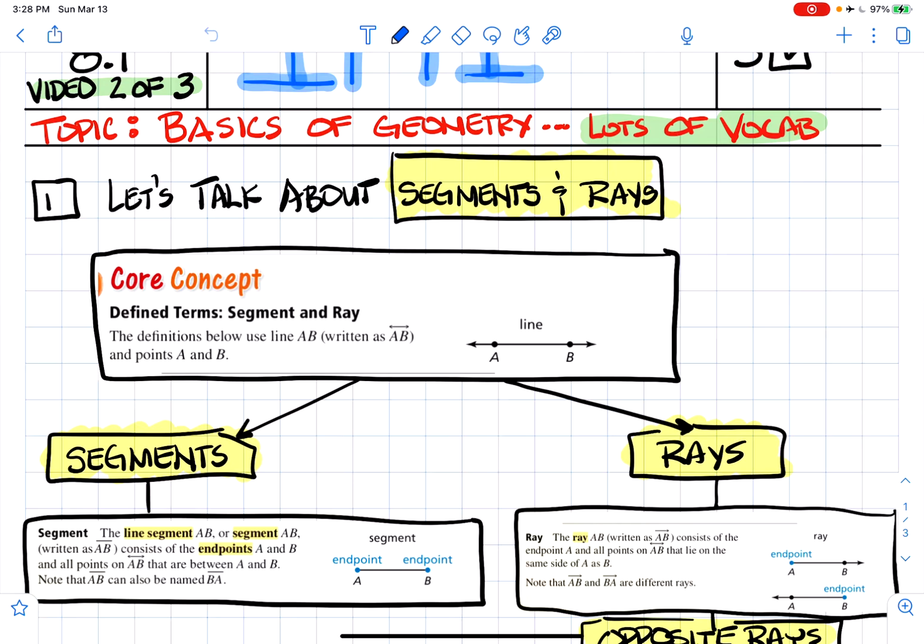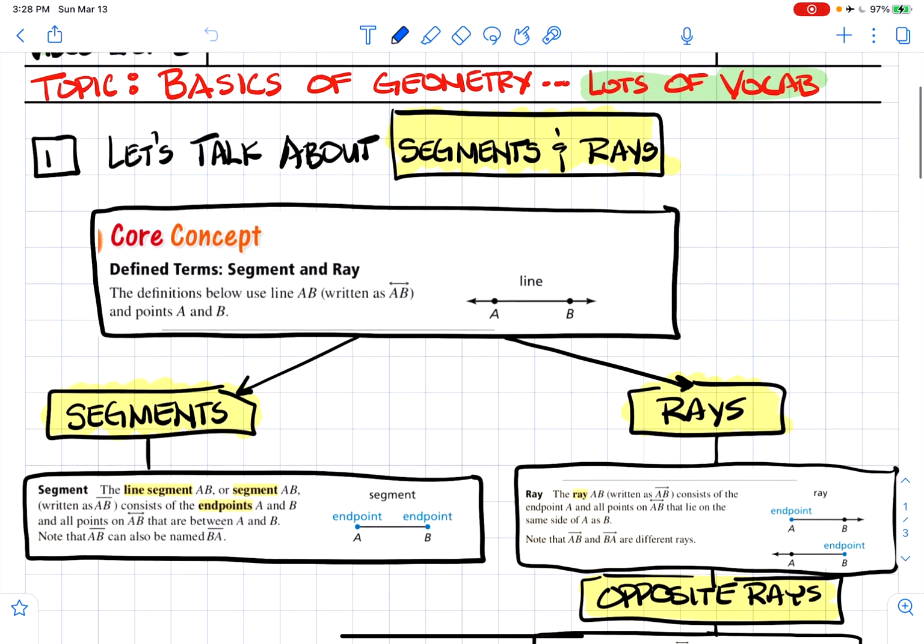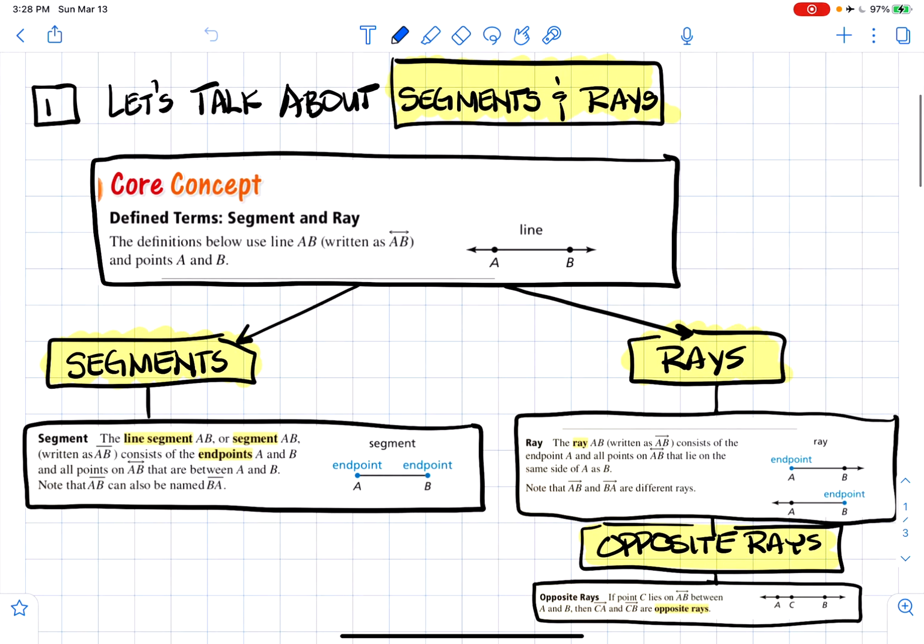planes and lines. So the definition shows us a line written as line AB, and from that line we can create two more bits of information that we use a lot in geometry. One of them is called segments and the other is called rays. So let's go this direction and let's talk about segments first. So a line segment is just a portion of a line.